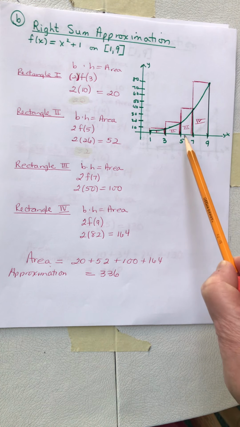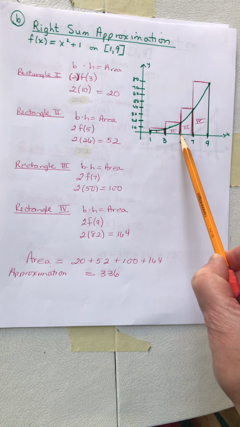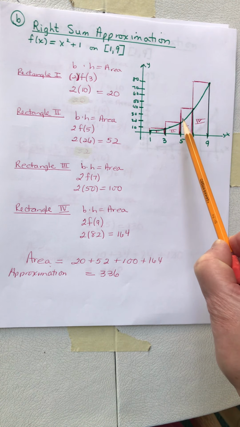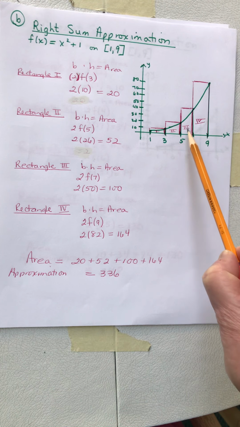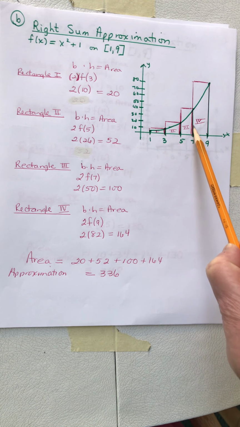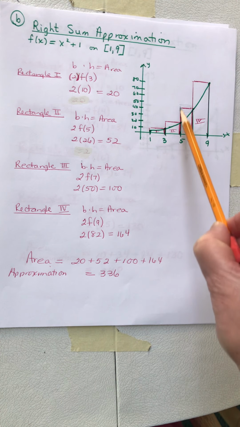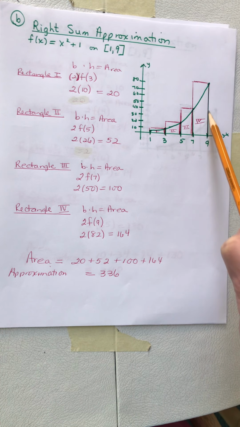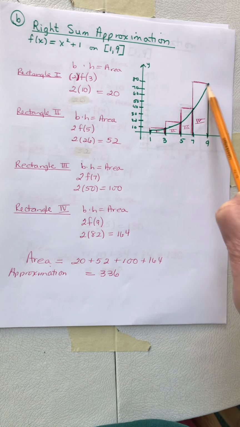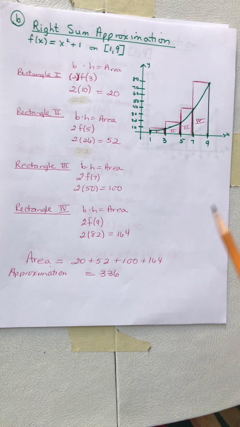Then for rectangle 2, I use the right side, go up to the curve, hit the curve, and draw a line parallel to the x-axis. Rectangle 3, right side, go up to the curve, draw a line parallel to the x-axis, and come down. Rectangle 4, right side, go up to the curve, hit the curve, draw a line parallel to the x-axis within rectangle 4, and come down. All right, so there are my rectangles.